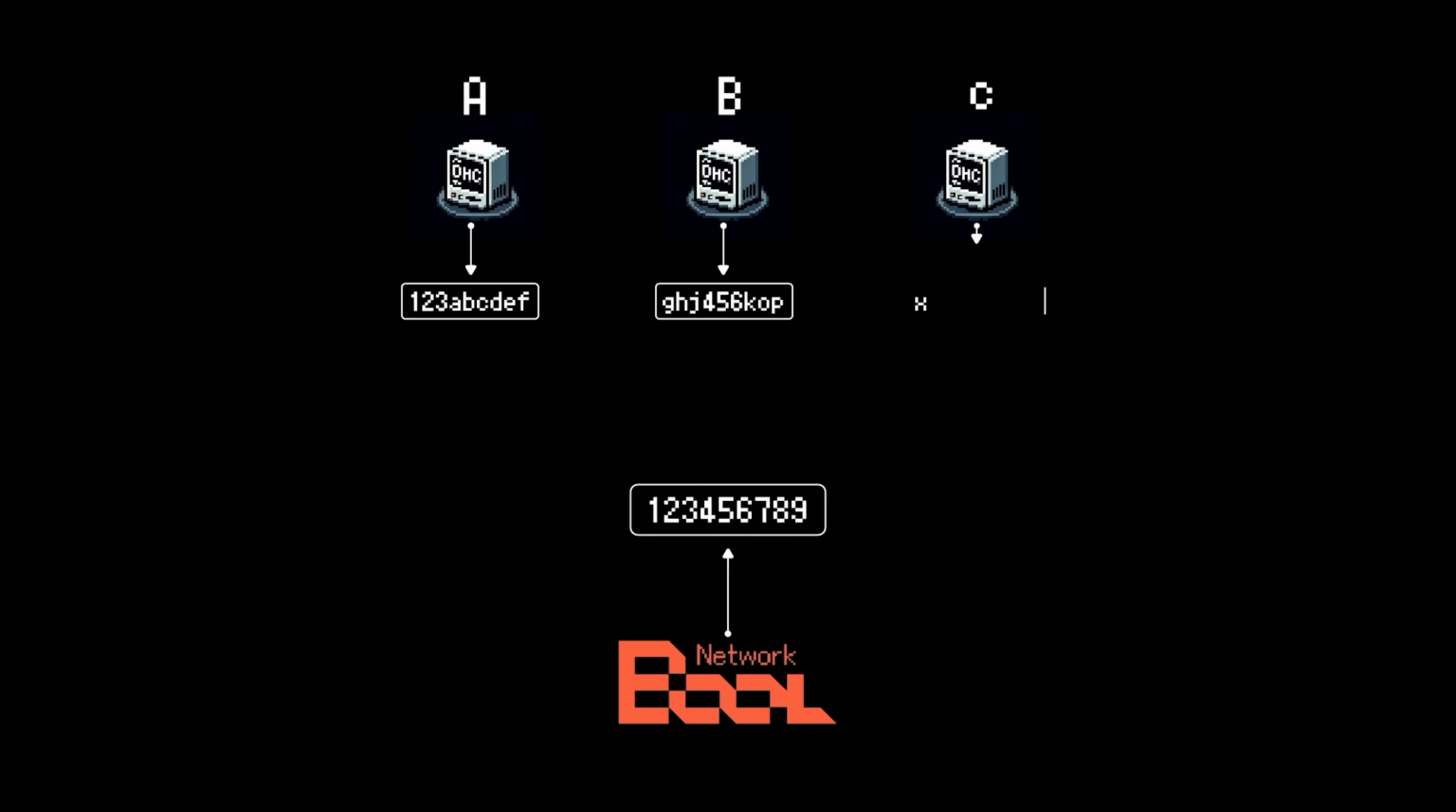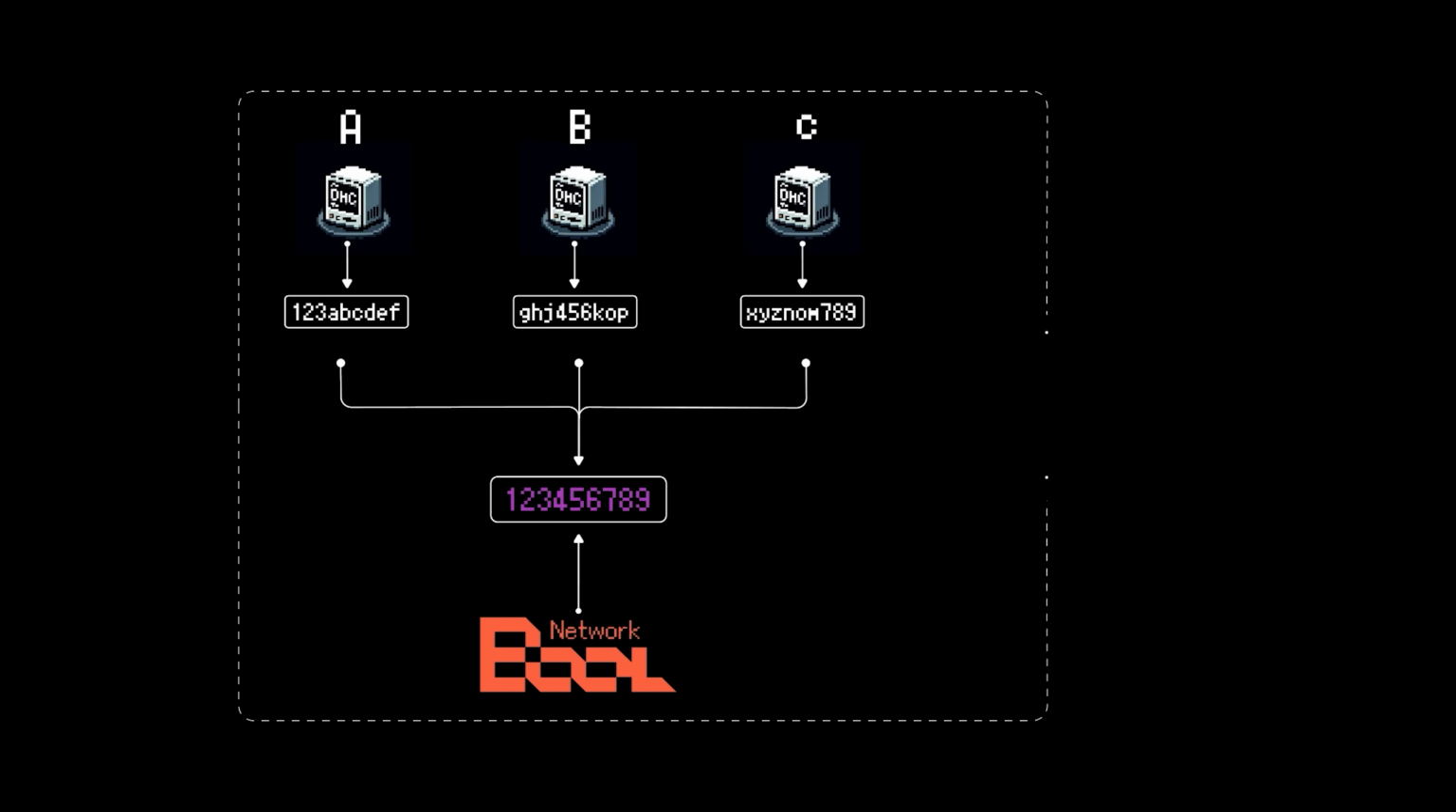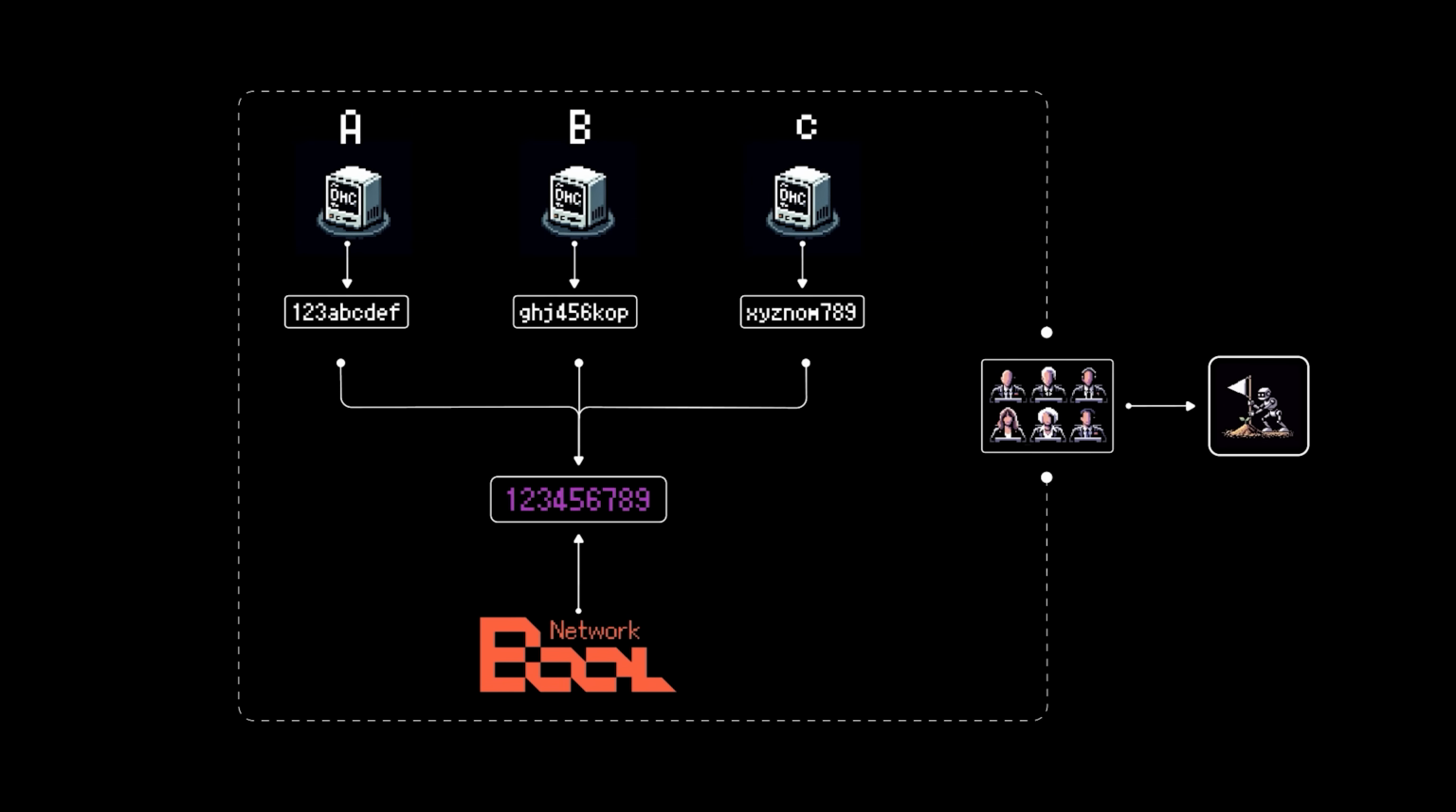123ABCDEFGHJ456KOP and XYZNOM789. The Bool Network will extract the valid parts from each virtual key to reconstruct the full private key for signing tasks. Thus, the initial formation of a DHC is complete.